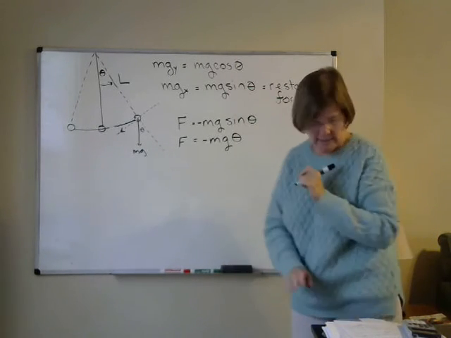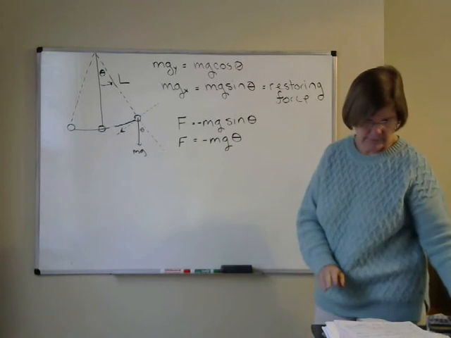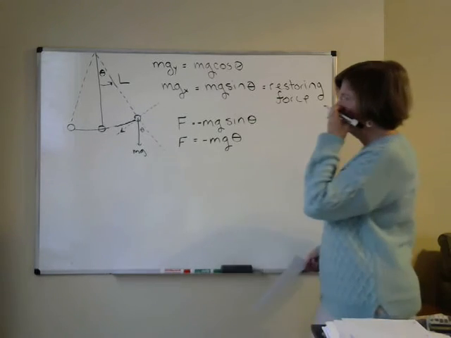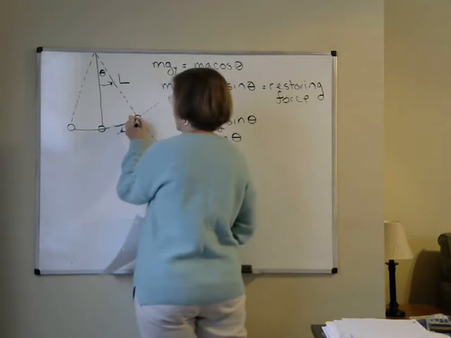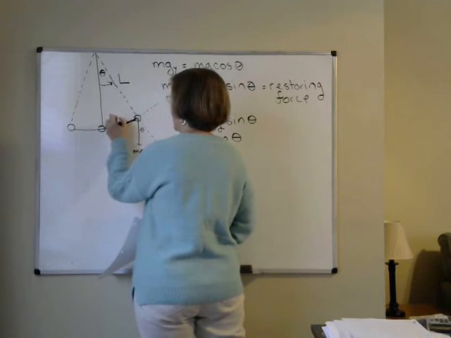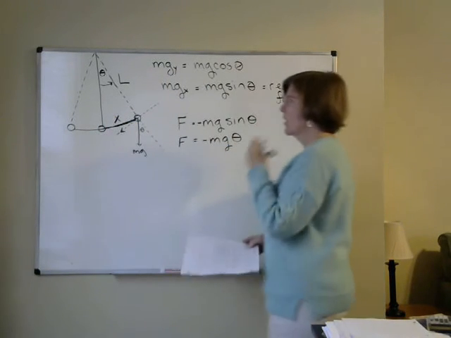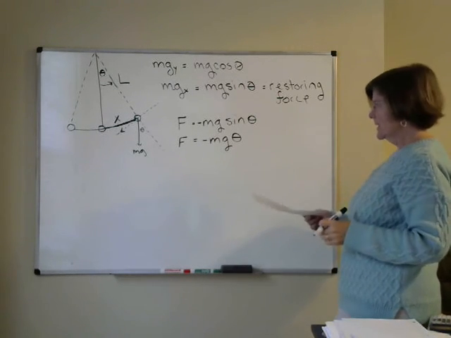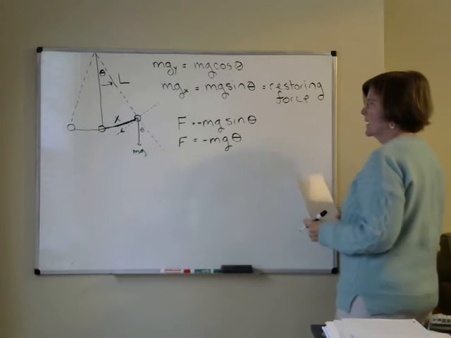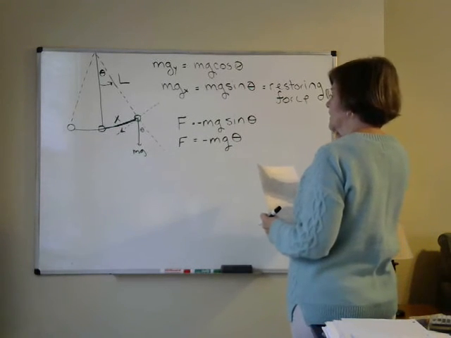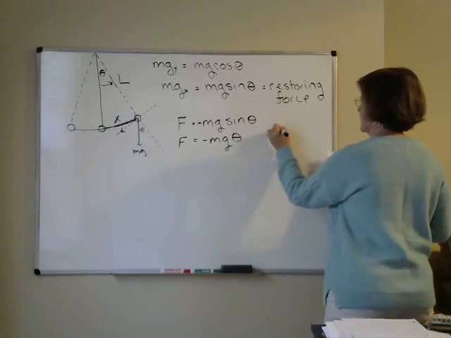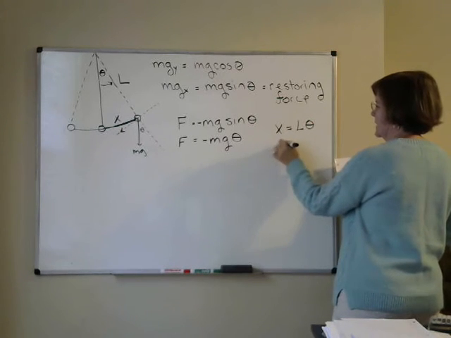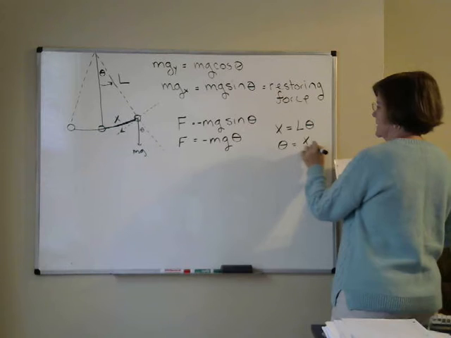If I want to consider this distance x from here to here, remember that's an arc length. The arc length in radians is simply equal to L theta. It's equal to the radius times the angle, which means theta equals x over L.